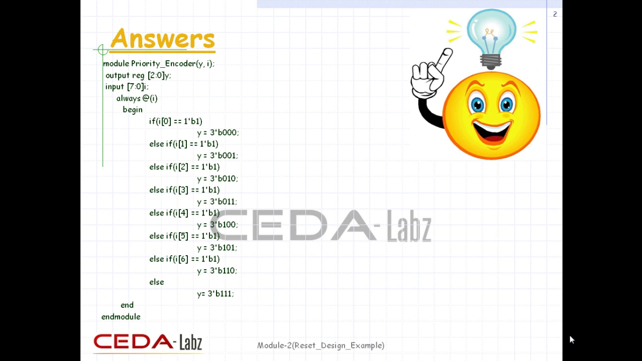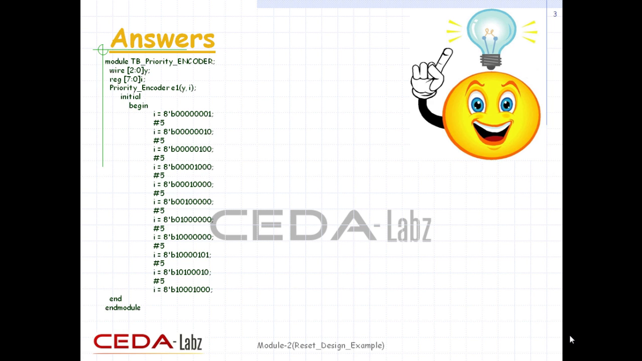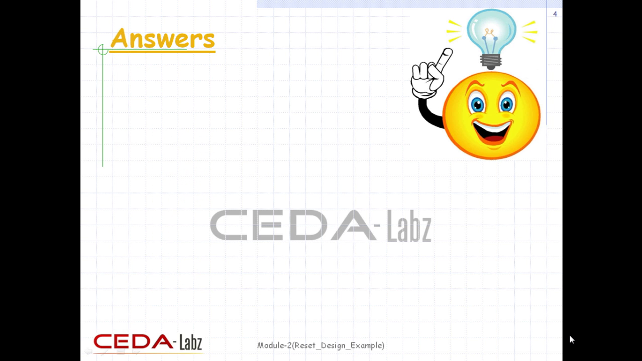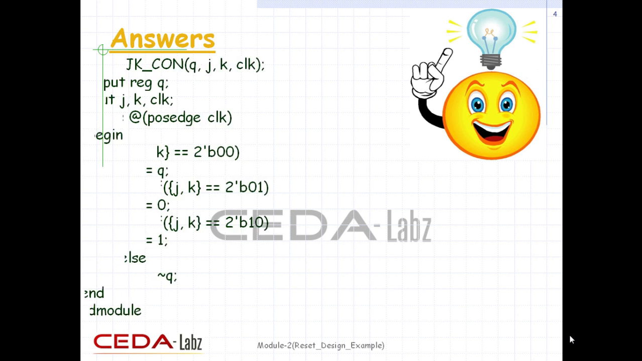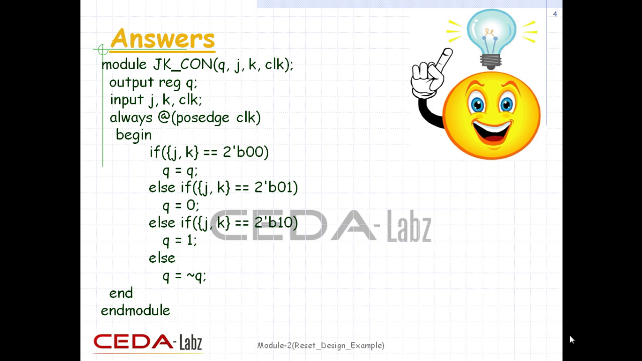First one was to design priority encoder, and here is the Verilog code for that. And here is the test bench code for the same. Another question was to design JK flip-flop with if-else statement.